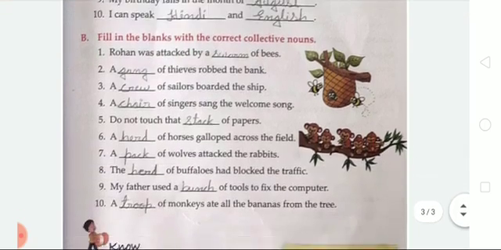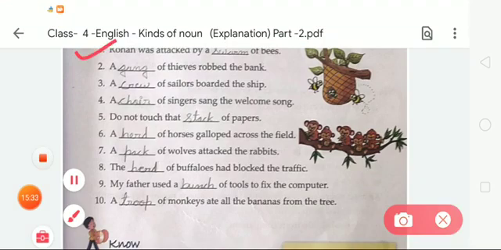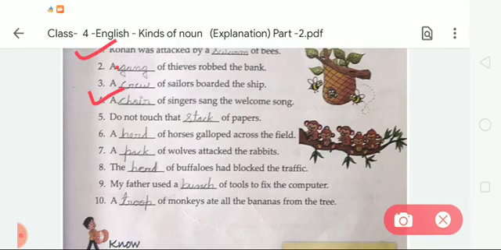One more time we are going to recheck what we wrote in the given blanks. In number 1 we have to write swarm. The group of bees is called swarm, S-W-A-R-M, swarm. Now the group of thieves is called gang, G-A-N-G, gang. Now the next group of sailors is called crew. So in number 3 we have to write crew, C-R-E-W. In number 4 we have to write choir, C-H-O-I-R, choir. In number 5 we have to write stack, S-T-A-C-K, stack.